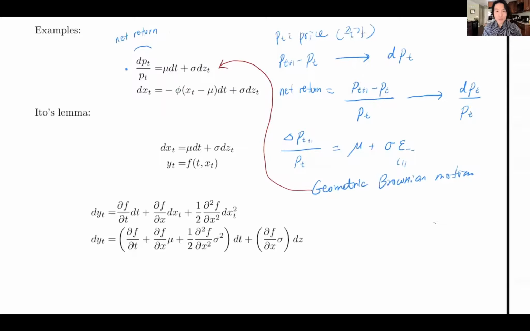So in a very simple geometric Brownian motion, we have net return on the left-hand side, and on the right-hand side, we have the expected return plus the shock, the noise. So in other words, if you simply take the conditional expectation of the net return here, then it's going to be mu times dt plus the conditional expectation of sigma times dzt, which we know is 0. So simply is mu times dt. In other words, in a very simple geometric Brownian motion that is given here, the expected return is simply a constant, mu times dt.